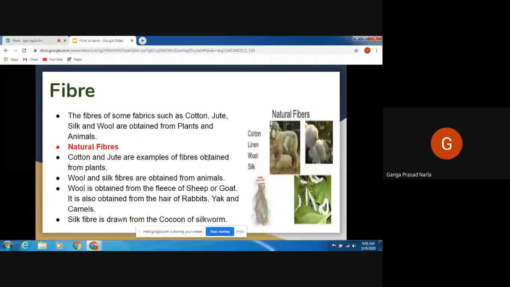So these fibers we obtain from the jute plant, the stem of the jute plant. So cotton and jute fibers we get from plants, right? So these are natural fibers.